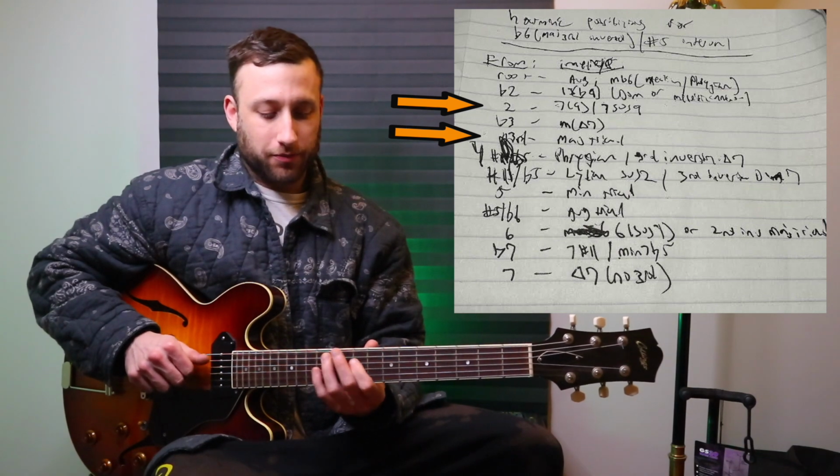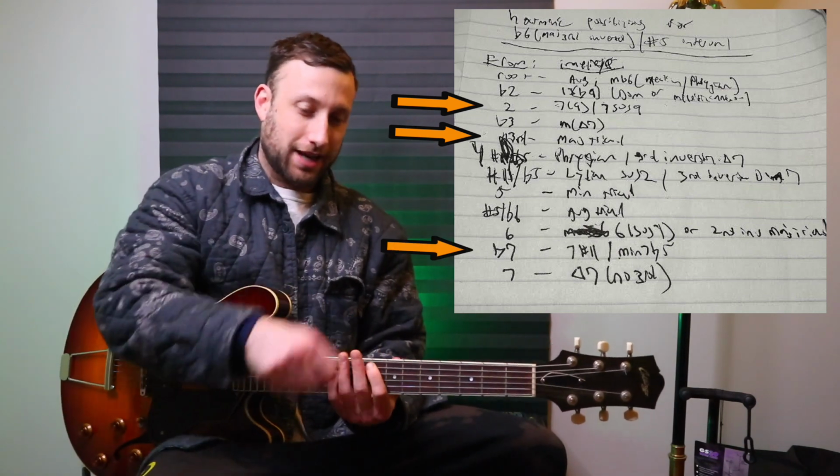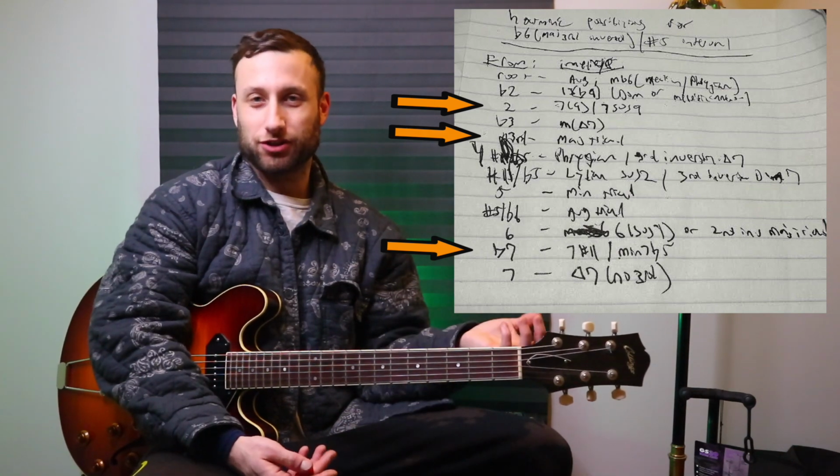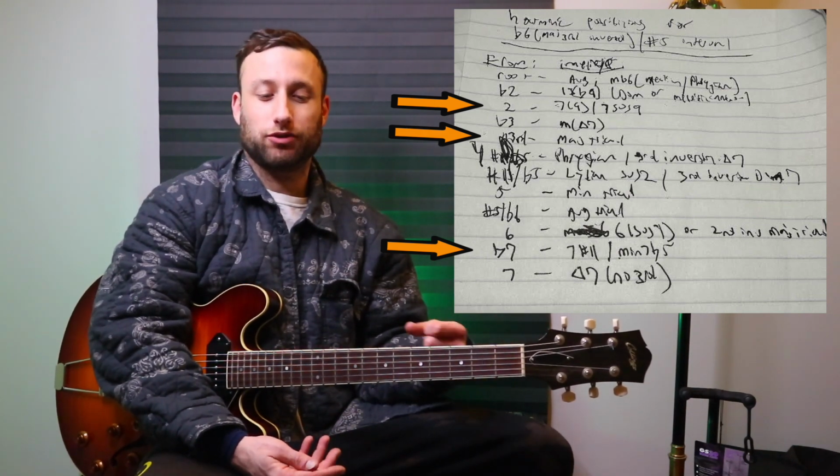Oh, and then the other one, that's from the flat 7, and that's like your Lydian dominant sound. That's kind of another variation, I suppose, on the dominant, and it creates more interest.